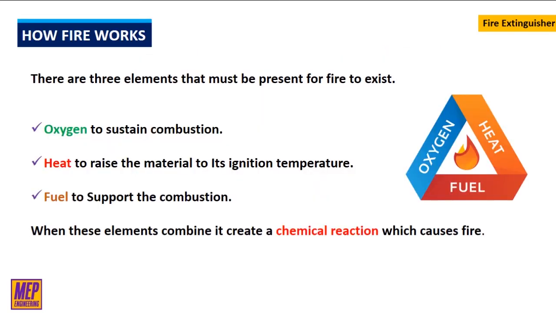How fire works. Understanding how fire starts. Before we talk about the different types of fire extinguishers though, it is important that you understand how fire actually works. In order for a fire to occur, there must be three elements present. These elements include oxygen, heat and fuel. When all three of these elements come together, it creates a chemical reaction which causes fire. In order to put out a fire, you need to remove one or more of these elements.